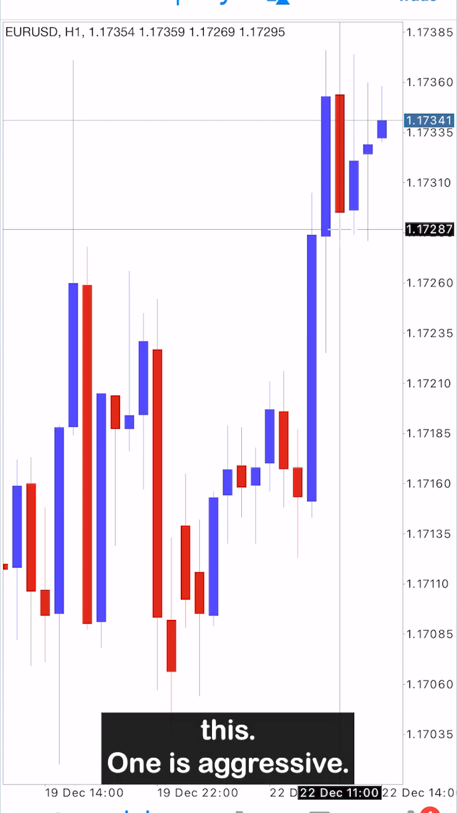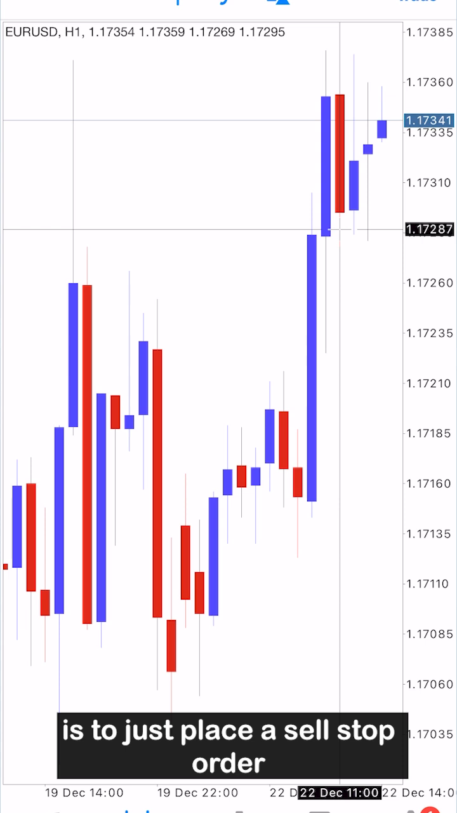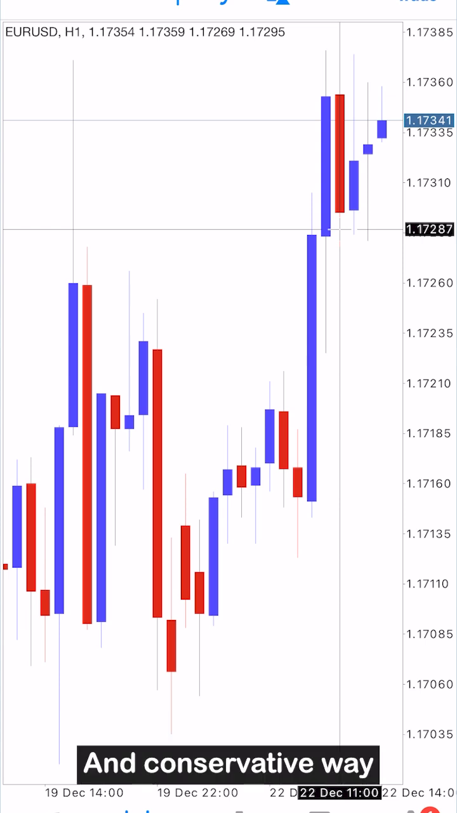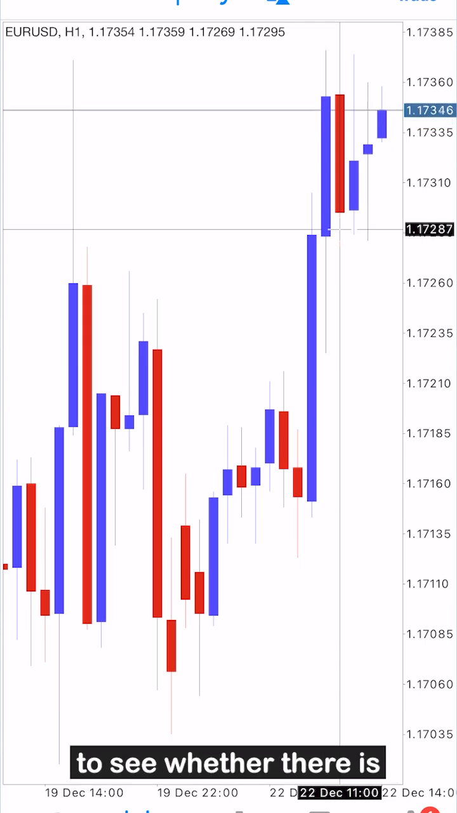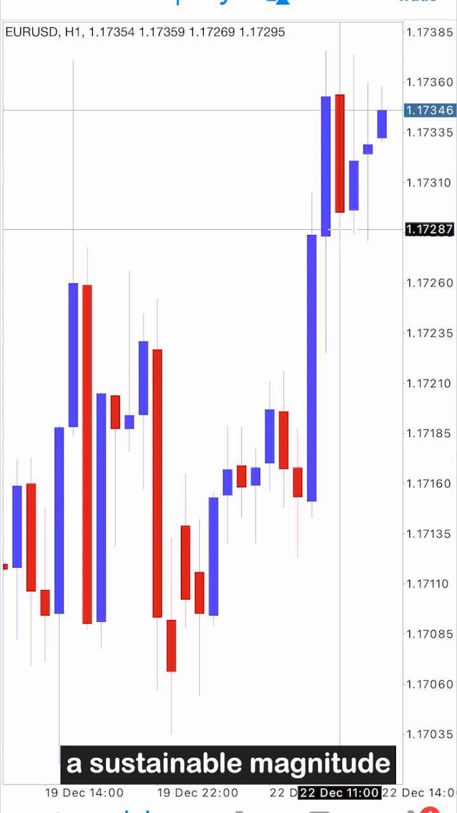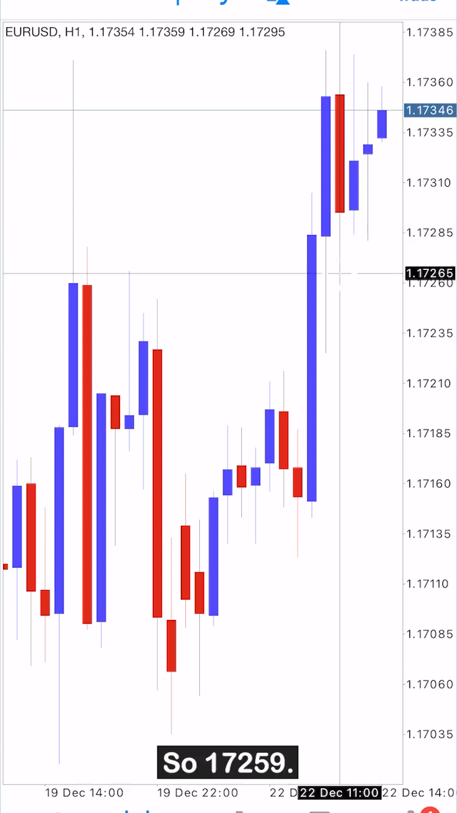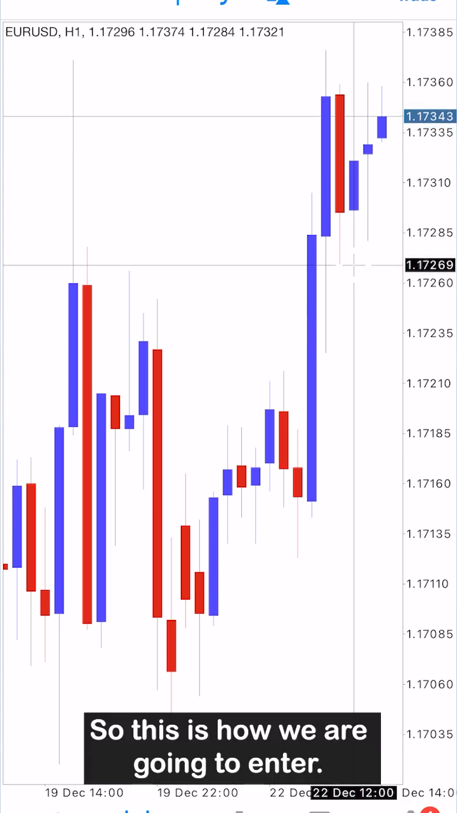There are two ways of doing this. One is aggressive, another one is conservative. The aggressive way is to just place a sell stop order at 1725.9, and the conservative way is to wait for the closing of the 1 hour candle below 1726.9 to see whether there is a sustainable magnitude to the downside or not. And then we will enter manually below that area. So 1725.9, this is how we are going to enter.